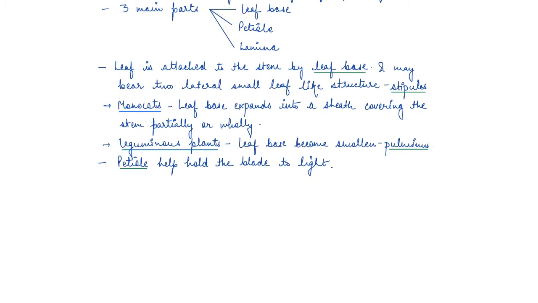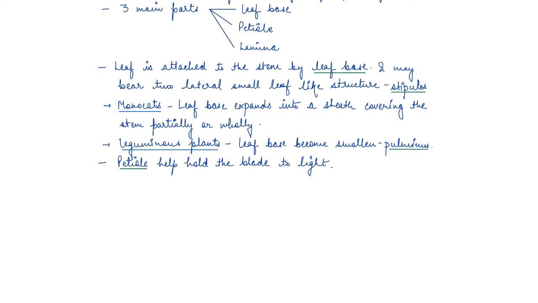Now the next is petiole. So petiole basically helps in holding the blade to light, right? Now long, thin, flexible petioles allow leaf blades to flutter in wind, and that gives a cooling effect to the leaf, and what it does, it brings fresh air on the leaf surface, right?